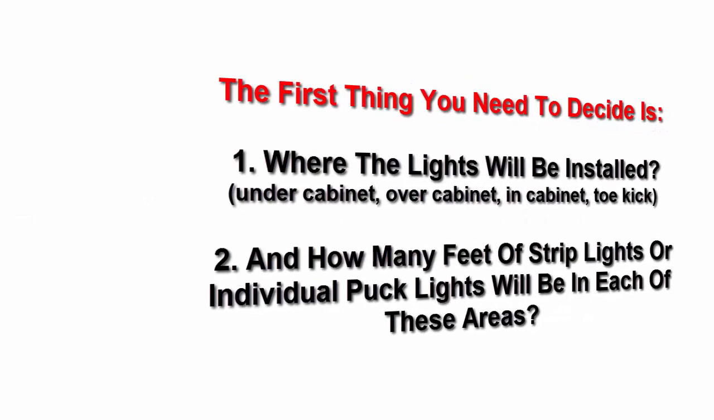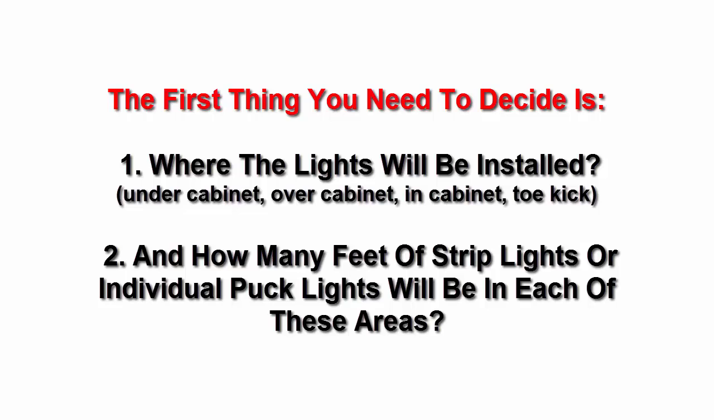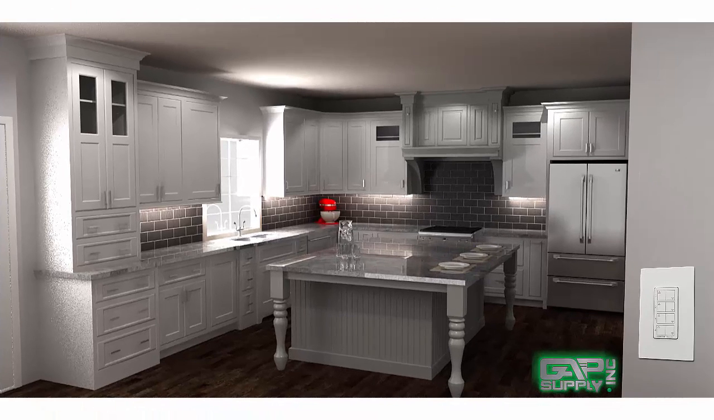The next thing you'll need to decide is where the lights will be installed. Are you going to use under cabinet lighting, over cabinet, in cabinet, and so forth? Also, how many feet of strip lights or individual puck lights will be in each of these areas? Utilize your design to help you decide.